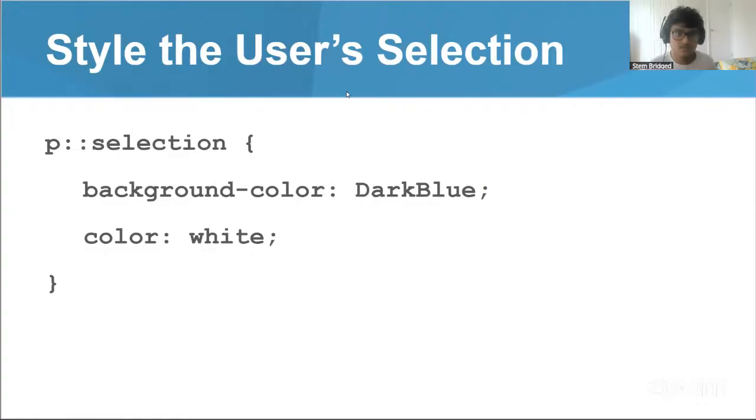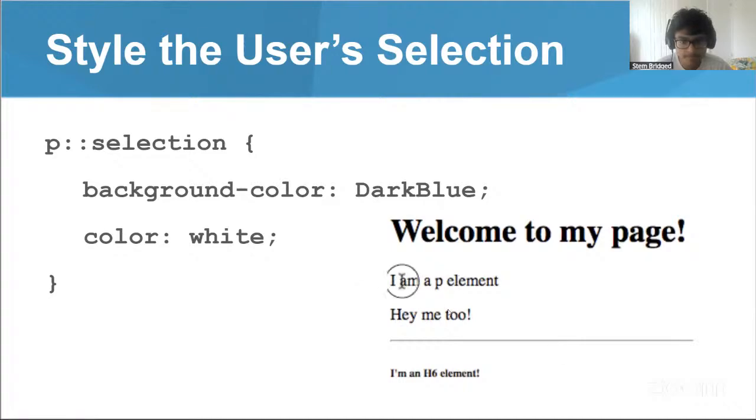Okay, so here's how you style the user selection. You could just use the selection pseudo element and then style it however you want. And then, as you can see, the background's dark blue instead of light blue, which is the default.